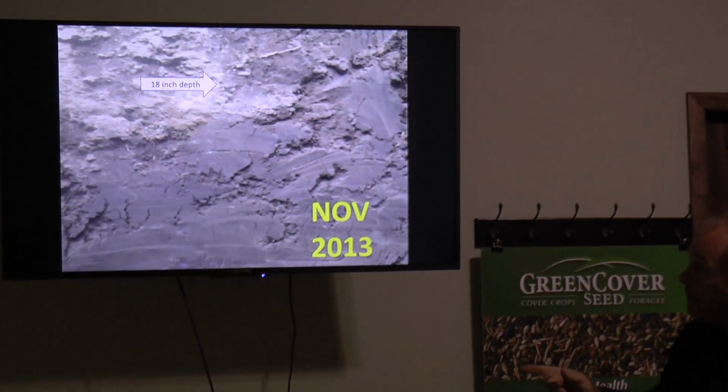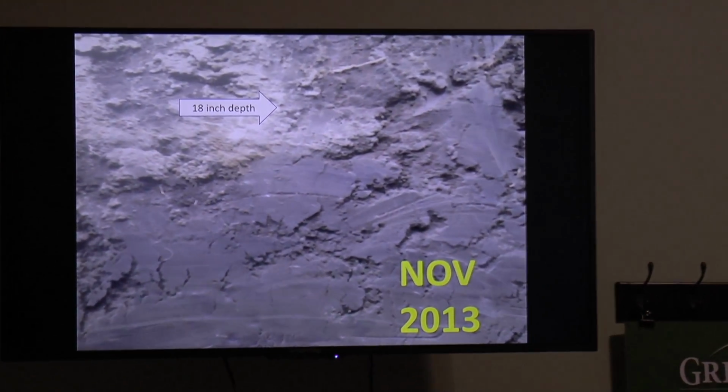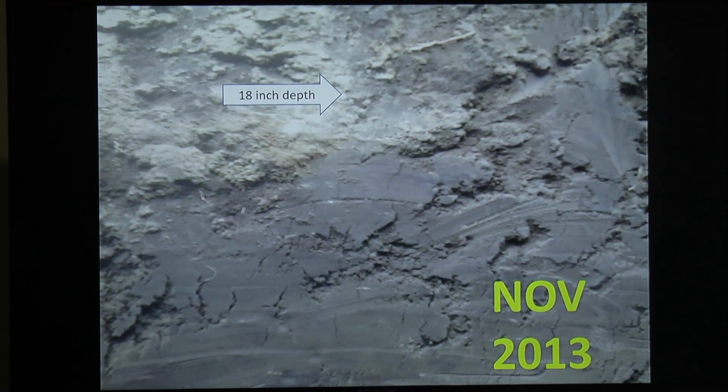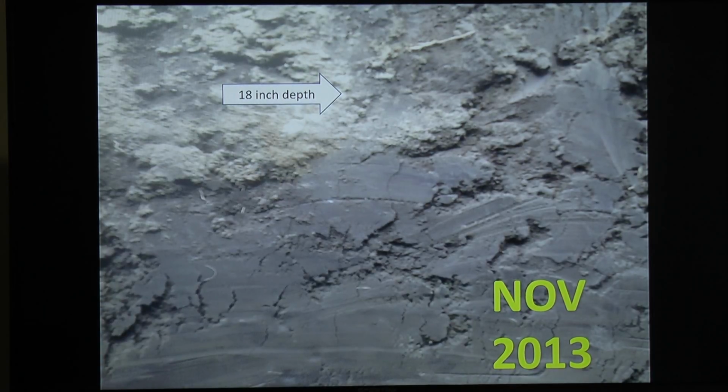This happens to be my farm. Took a picture of my subsoil in November of 2013. The little arrow there indicates the 18-inch root depth. At the time this was taken, that was basically the depth to which I had black granular soil. You can see below that, it looks like gray, poorly aerated, poorly structured Play-Doh.